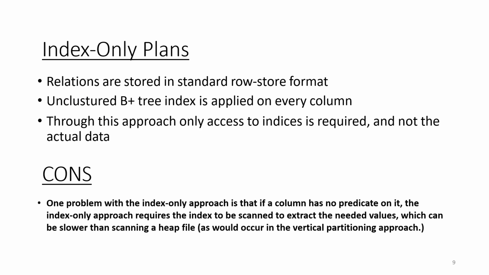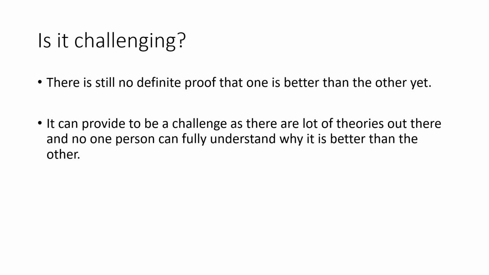Index-only plans. In column stores, where data is organized by column, it's easier to create indexes that cover specific columns. This allows queries to be fulfilled entirely from the index without needing to access the main table, leading to faster query execution times. In row stores, while index-only plans are less common, they can still be achieved by creating composite indexes that cover all the columns required by the query. However, since row stores store data by row, the efficiency of index-only plans may not be as pronounced as in column stores. Is it challenging? Cons.